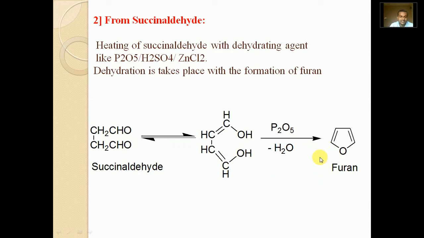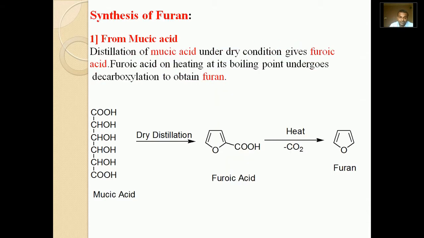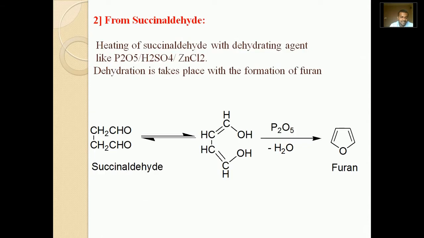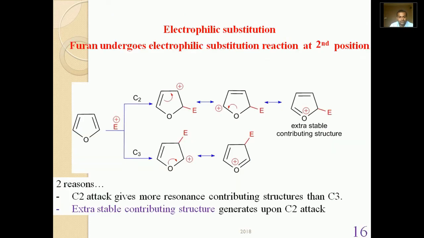Simple dehydration of succinaldehyde, the enol form of succinaldehyde, in the presence of P2O5, H2SO4 or ZnCl2 gives rise to furan. These are the two methods of preparation of furan. First, from mucic acid on dry distillation followed by decarboxylation gives furan. Second, succinaldehyde on dehydration using P2O5 or ZnCl2 gives rise to furan.